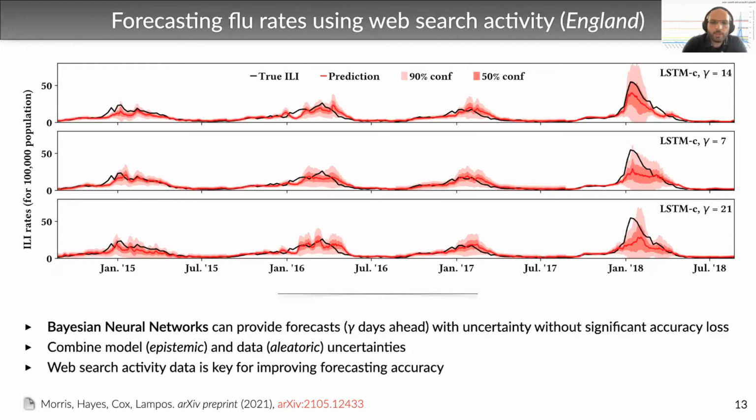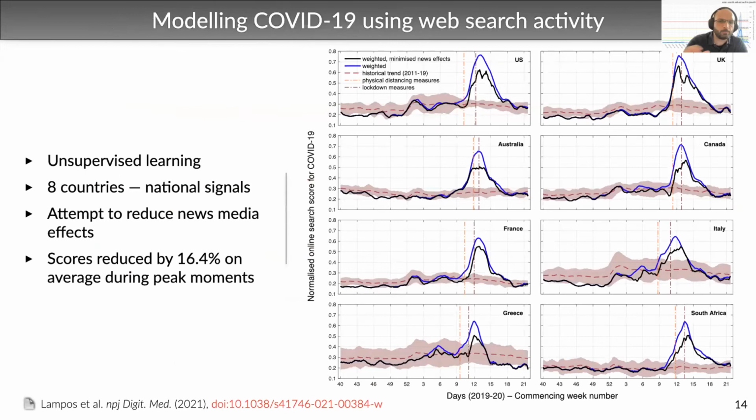We've also been working on disease rate forecasting models. Here are some preliminary results where we forecast flu rates in England 7 to 21 days ahead using Bayesian neural networks, but allow us to also include a confidence bound for our estimates. A key observation is that the inclusion of web search activity data improves significantly the accuracy of forecasts. This is ongoing work led by Michael Morris, who is a PhD student in our group.